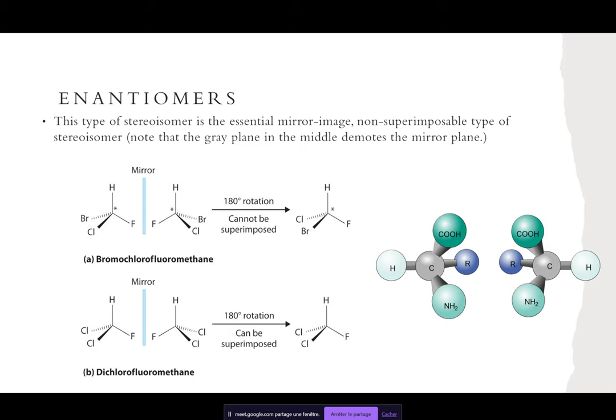Wonderful. Doesn't have to be elements, but different groups. For chiral carbons, we generally use an asterisk to denote a chiral carbon. So we see this has an asterisk here. It's connected to bromine, chlorine, fluorine, and hydrogen. While in the other, it's connected to two chlorines. This is not chiral. A carbon needs to be bonded to four different groups. You can't have two of the same groups. And that would now mean that they are superimposable. That now means that they are diastereomers in that case. They are not enantiomers.